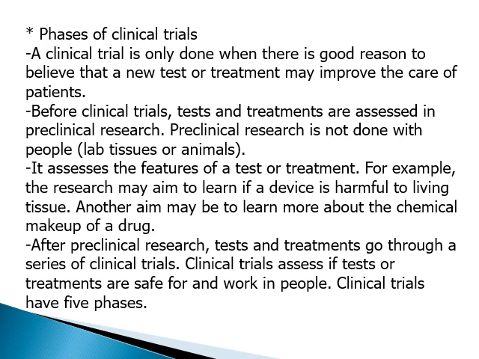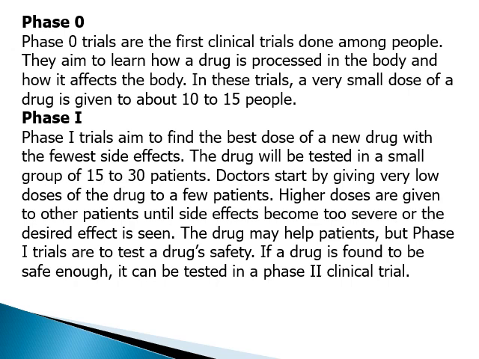It will assess the features of tests or treatment. The research may aim to learn if a device is harmful to living tissue, or learn more about the chemical makeup of a drug. So after preclinical research, tests and treatments go through a series of clinical trials that we will be talking about, with 5 phases.